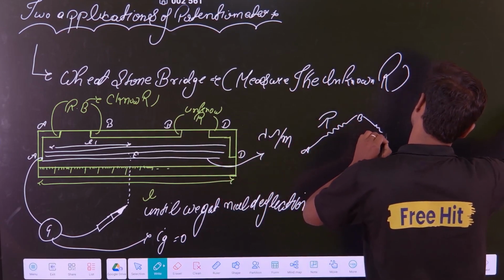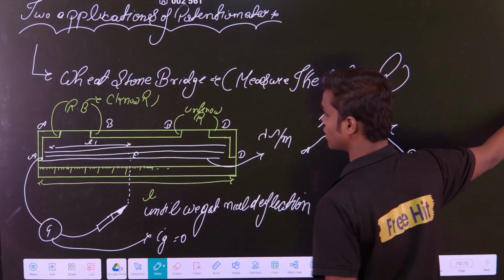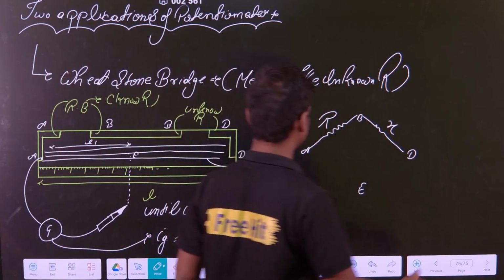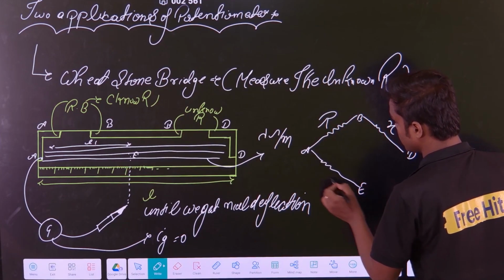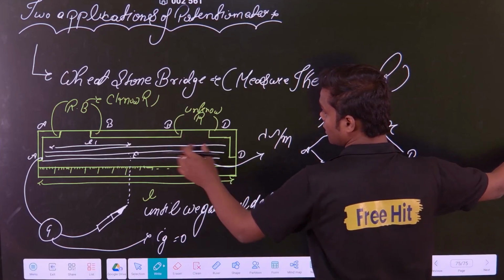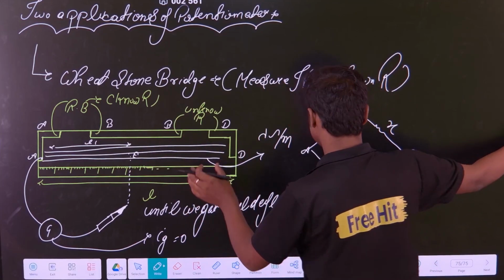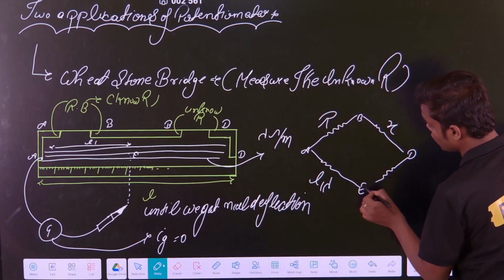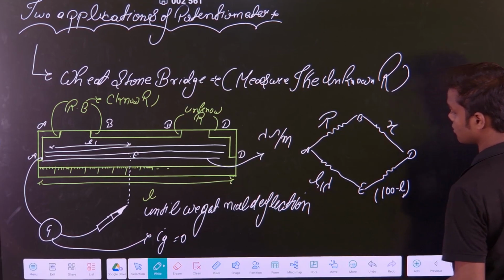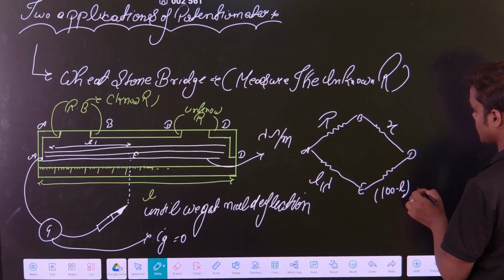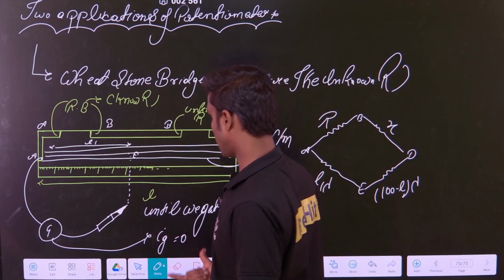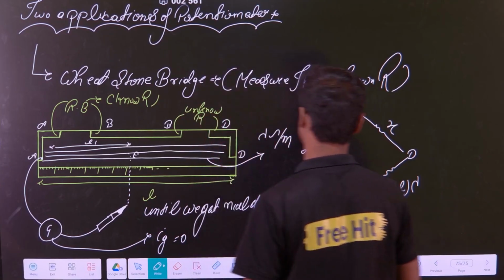It is an unknown resistance, we don't know, that is X. What is AE? AE is the length L1. What is the resistance in the L1? The resistance in the L1 will be defined as L1 lambda. Similarly, what is the resistance in ED? The resistance in the ED will be defined as 100 minus L1, sorry, 100 minus L1 lambda. The total length I have taken as L or 100, whatever you want you can take.